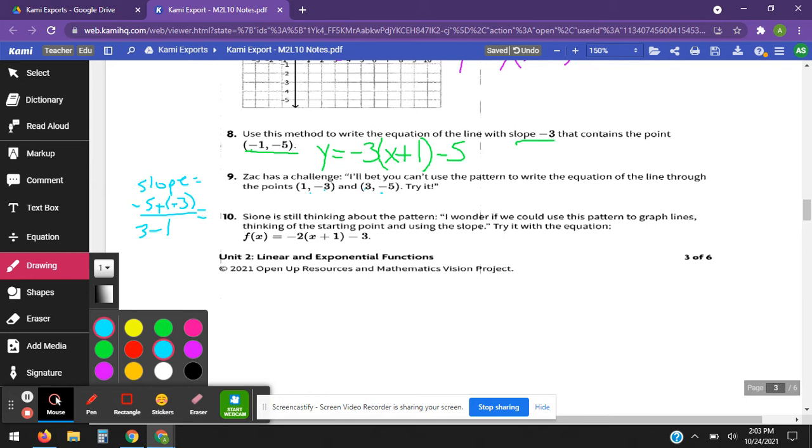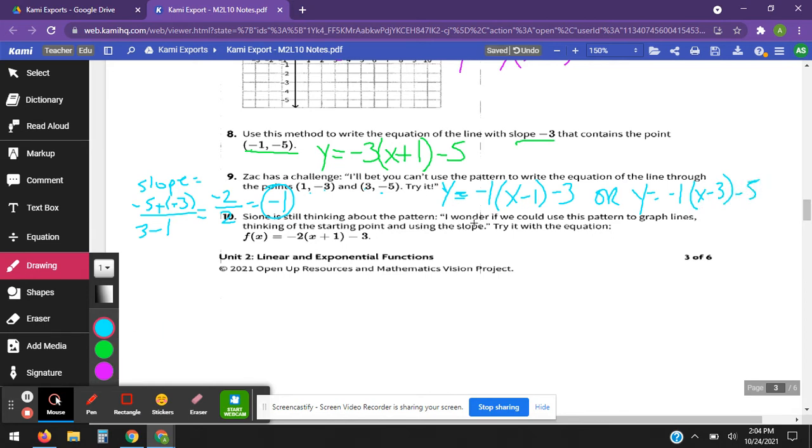Minus a negative is plus a positive. Negative 5 plus 3 is negative 2. 3 minus 1 is 2. So my slope equals a negative 1. All right, and it doesn't really matter which point I use. So if I just use the first point, y equals negative 1, parentheses, x minus 1 minus 3. Or I could use the other point and go y equals negative 1 times x minus 3 minus 5. Doesn't really matter, right? Either one of those would work.